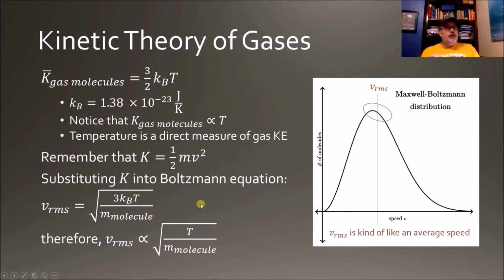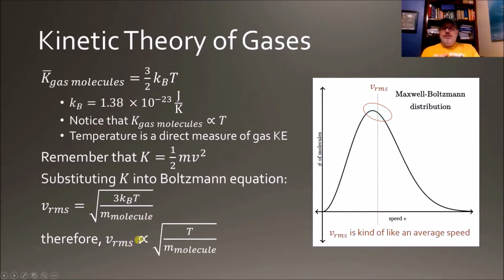So if the temperature goes up, the velocity of the molecules goes up. However, if the molecules are more massive, then the velocity of the molecules comes down for the same temperature. But it's not a direct relationship, it's a square root relationship.